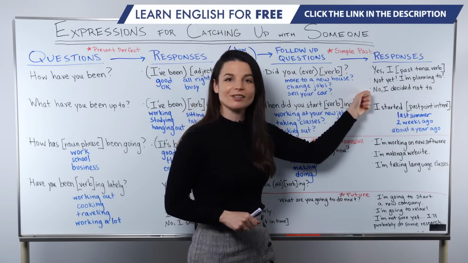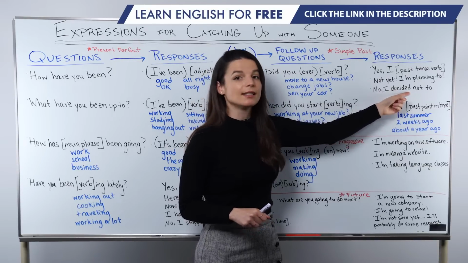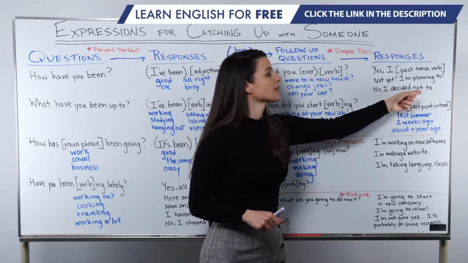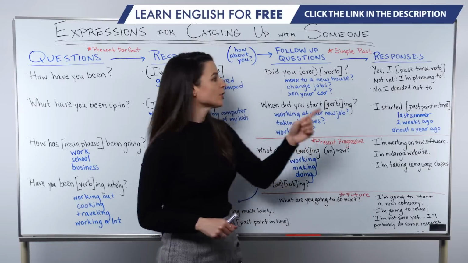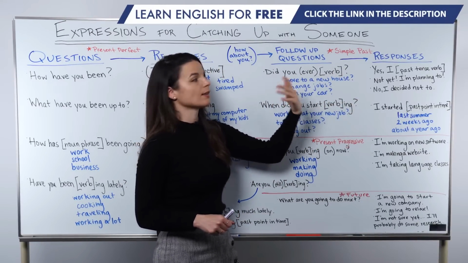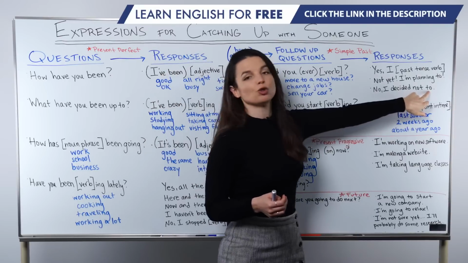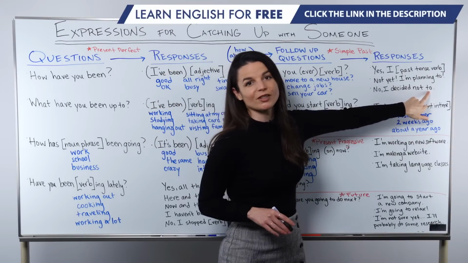No, I decided not to. So we still have this past tense in our response. I decided not to. So this not to means I decided not to do this thing. I decided not to move to a new house. I decided not to change jobs, and so on. But we finish with this to. This is okay in casual conversations.